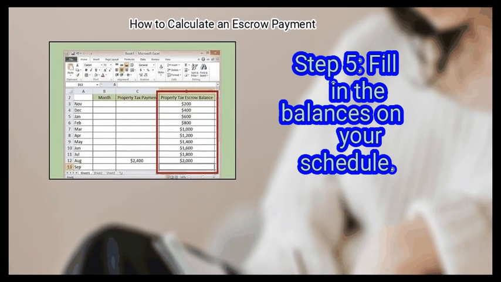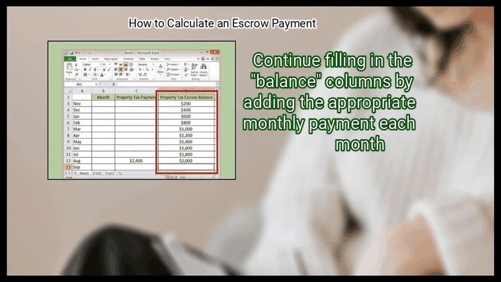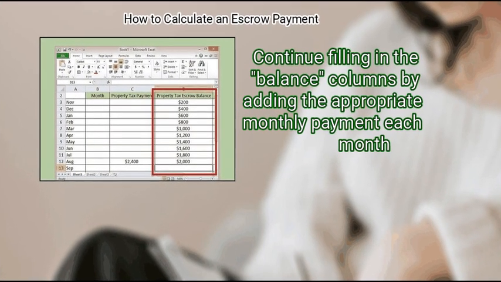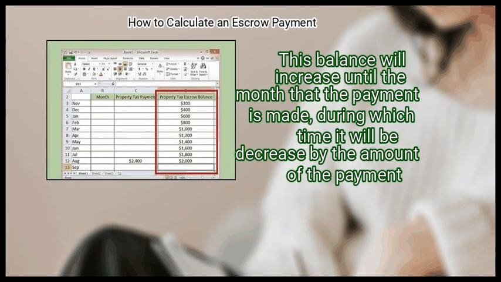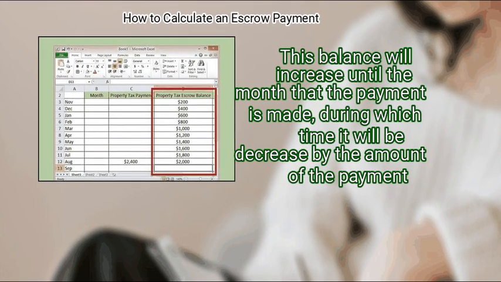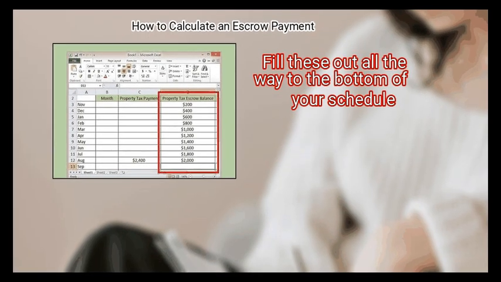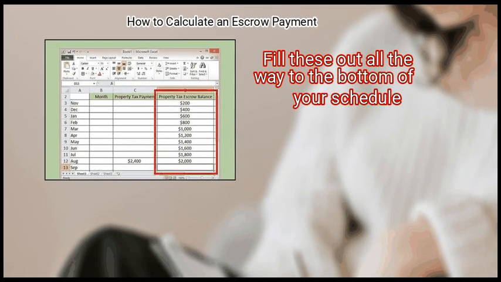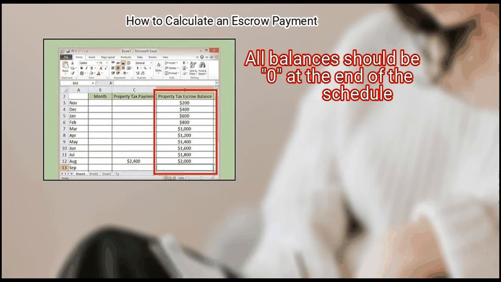Step 5. Fill in the balances on your schedule. Continue filling in the balance columns by adding the appropriate monthly payment each month. This balance will increase until the month that the payment is made, during which time it will be decreased by the amount of the payment. Fill these out all the way to the bottom of your schedule. All balances should be 0 at the end of the schedule.